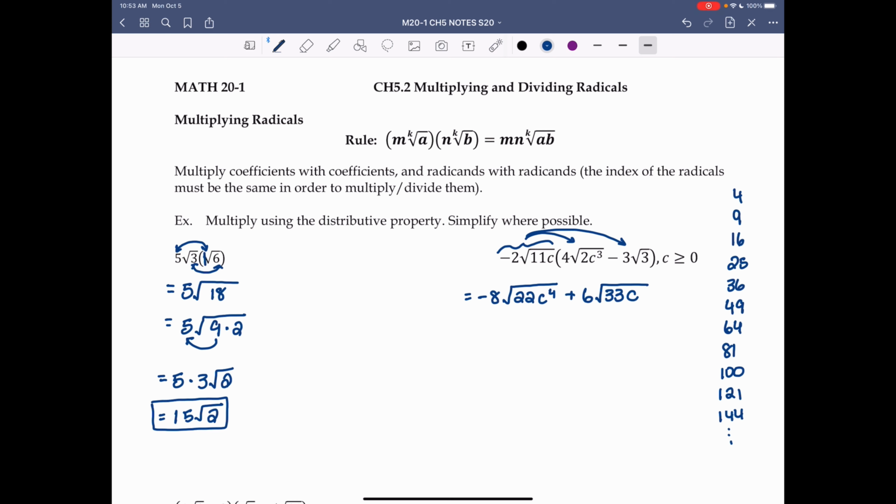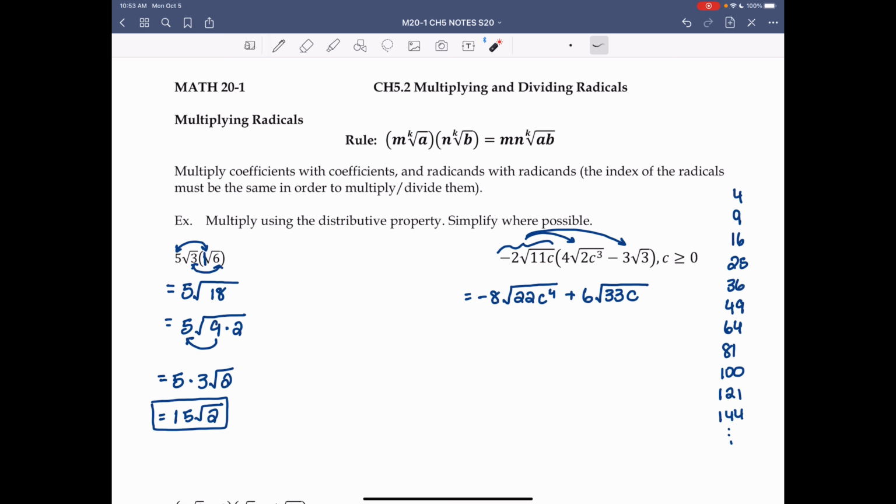We want to simplify these. What's the biggest perfect square that divides 22? Half of 22 is 11, so it can't be any bigger than that. So we're looking at 9 and 4 for our options. 22 divided by 9 is a decimal, and 22 divided by 4 is a decimal. So that just means we cannot simplify this any further.